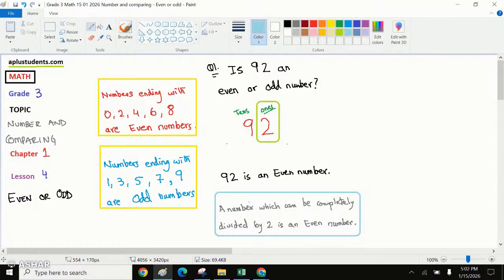How? Because 2 can be divided by 2, 4 can be divided by 2, 6 can be divided by 2, and 8 can be divided by 2, right? To get a complete whole number. But in case of 0, we would consider 10 divided by 2, 20, hundreds. Yes, 92 is an even number because the ones position had a 2 on it, right? Thank you, Precious.